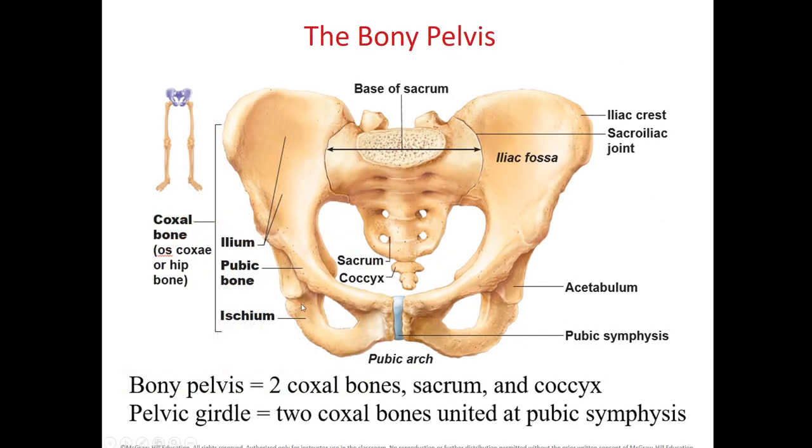Now let's look at the bony pelvis. If we use the term bony pelvis, we are looking at the 2 coxal bones. We're looking at the sacrum and the coccyx. So it is a combination of appendicular and axial skeleton. If we're looking at pelvic girdle, it is the 2 coxal bones coming together and joining in the front. This is a joint, the pubic symphysis.